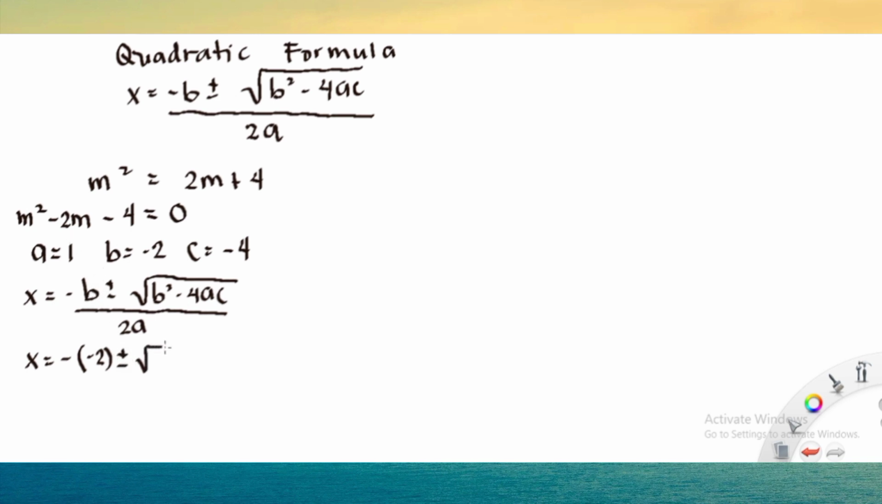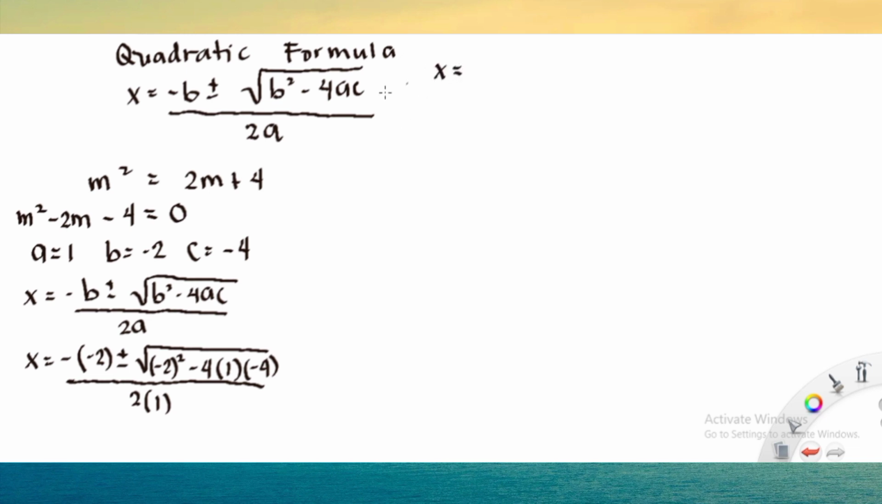Plus minus square root of, again, b natin ay negative 2. So b squared. So naka-squared ang negative 2. Minus 4 times a, ang a ay 1, times c, ang c ay negative 4. Okay? All over, lahat po yan ay i-divide sa 2 times a, which is 1. Okay, so ituloy natin dito sa kabilang side.